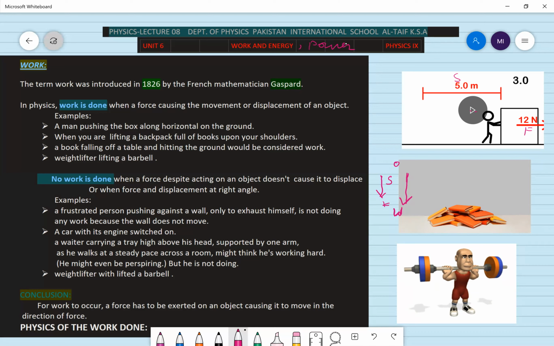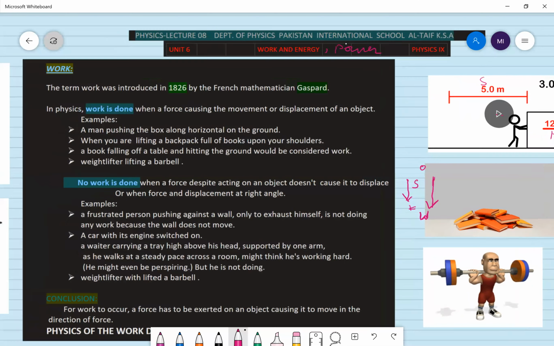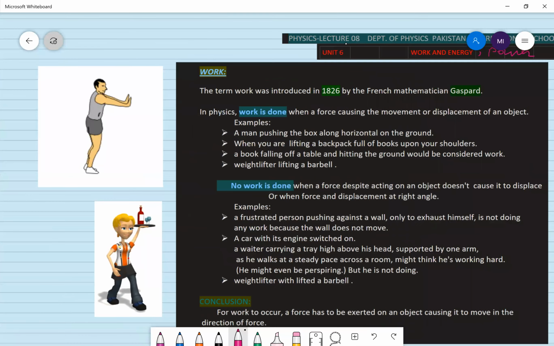Now, when will there be no work done, right? When will we say that no work is done? When a force, despite acting on an object, does not cause it to displace, or when the force and displacement are not in the parallel direction, or when they are at right angles to each other. So let us give you some examples here also.